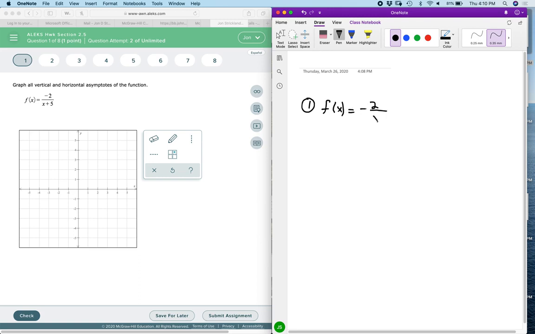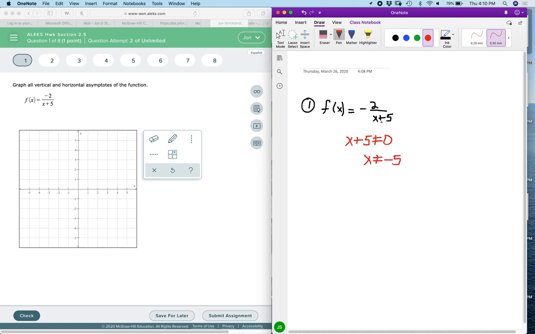Now we have negative 2 over x plus 5, and this function is already in simplest form. For the domain, technically x plus 5 cannot be 0 for the function to be defined, so x cannot be equal to negative 5. The factor from which negative 5 originates comes from the denominator, which is x plus 5.